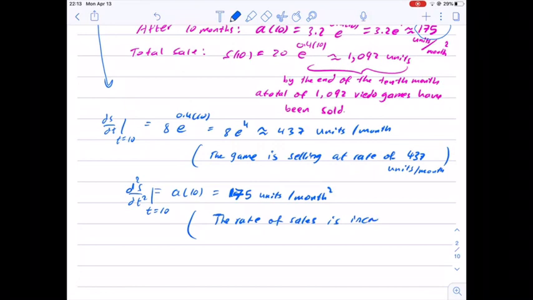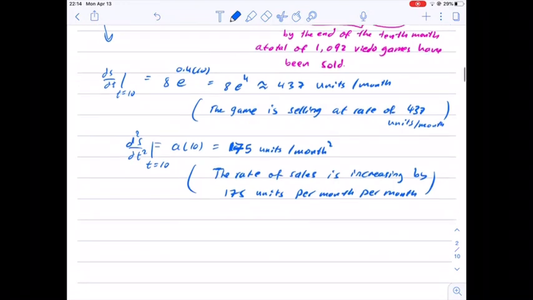This means that the rate of sales is increasing by 175 units per month per month. That means per month squared. So more games will be sold each month than the month before.